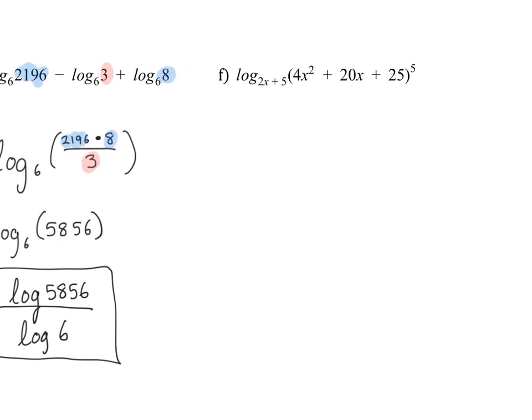Okay, and here's our last example. So log base 2x plus 5 of 4x squared plus 20x plus 25, to the power of 5. So this one looks really scary, but let's just try it together. So let's start by using our power property. Let's move that exponent of 5 out to the front.